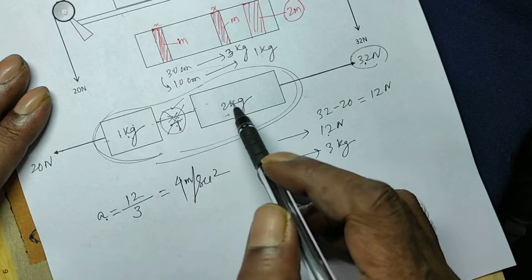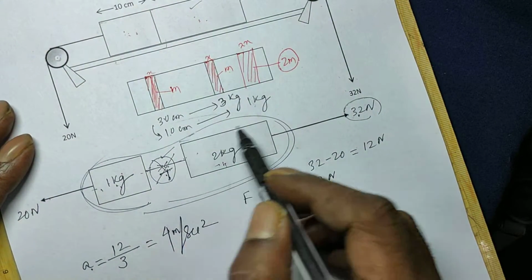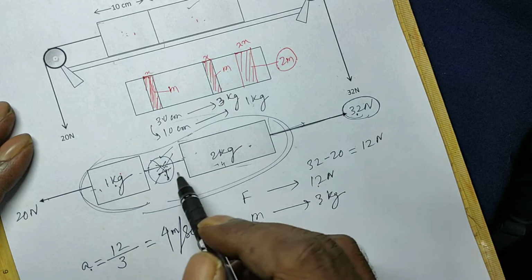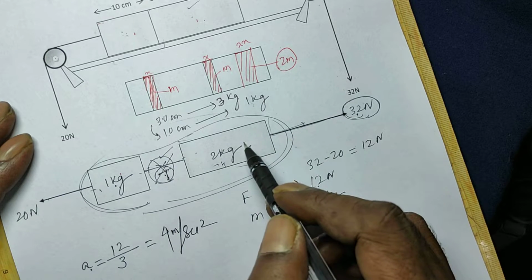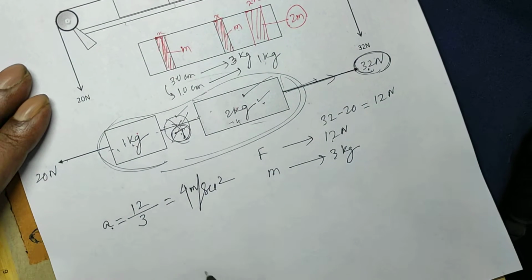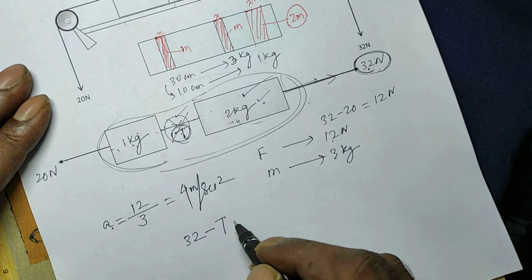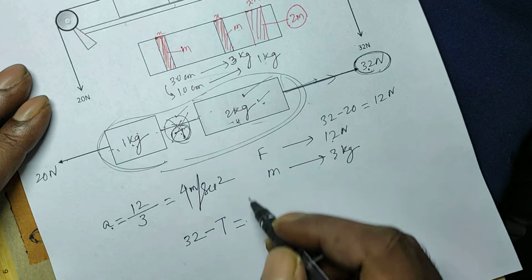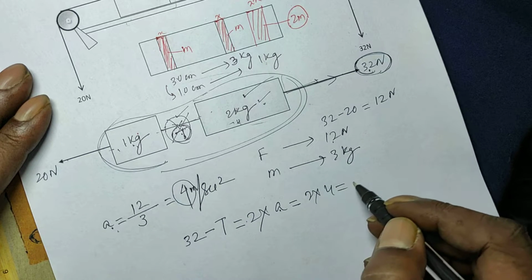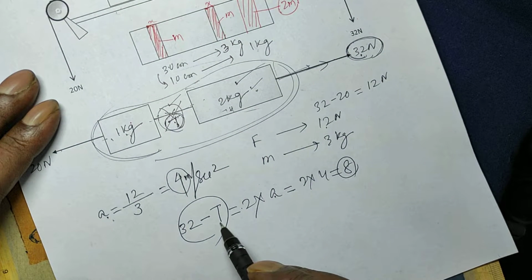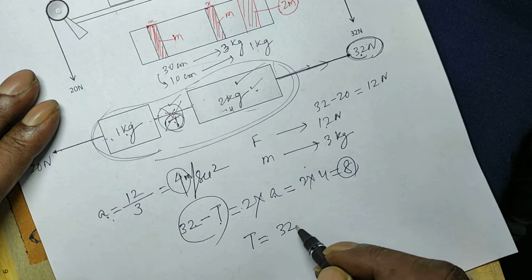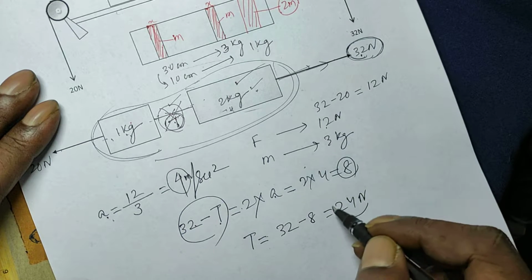Now to find this tension, just look at this 2 kg. On this side there is 32 Newton, which is pulling this 2 kg to the right hand side, and that is being opposed by this tension. And since this 2 kg is moving towards right, 32 Newton has to be more than this. So the net force on 2 kg is 32 minus T. That will be its mass times acceleration, and acceleration I just found as 4. So 2 into 4, that is equal to 8. We are interested to find T. So T comes to this side becomes positive, 8 comes to this side. So 32 minus 8, that is equal to 24 Newton.